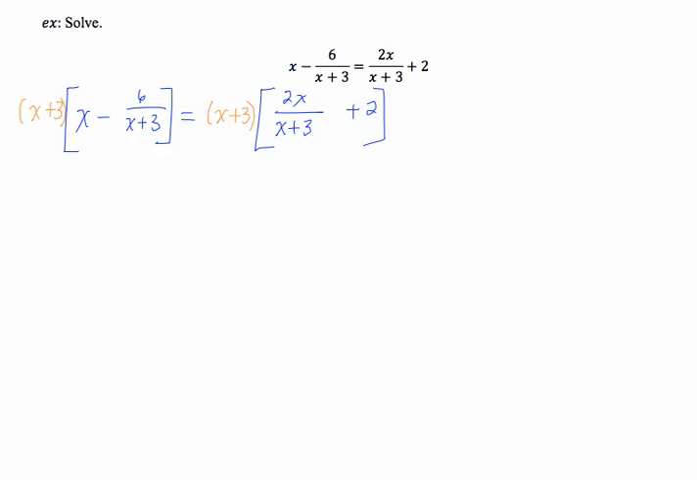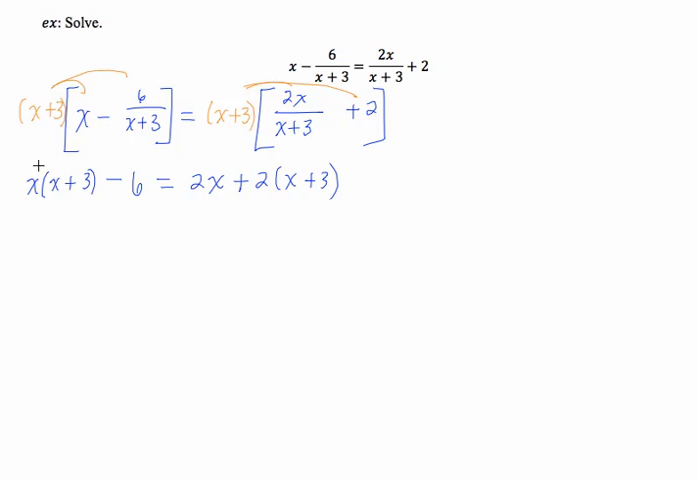Okay, and we distribute this out. So we get x times x plus 3 minus, now x plus 3 times 6 over x plus 3, the x plus 3's will cancel, so we'll just have 6, equals, then over here on the right side, distributing this on the first term, x plus 3's cancel, we just get 2x. And on the second term, we have plus 2 times x plus 3. Okay, and so from here, we start expanding, combining like terms, and then go from there.